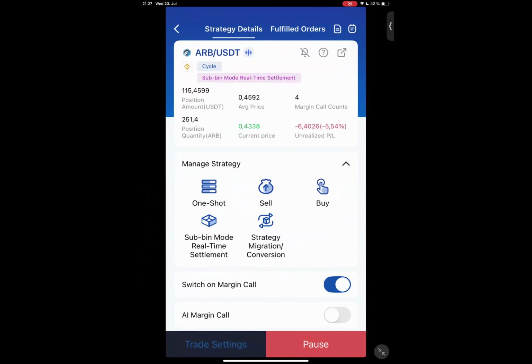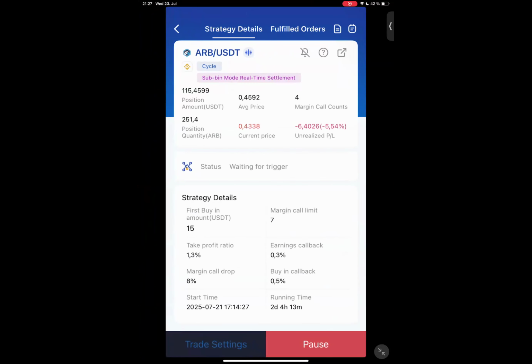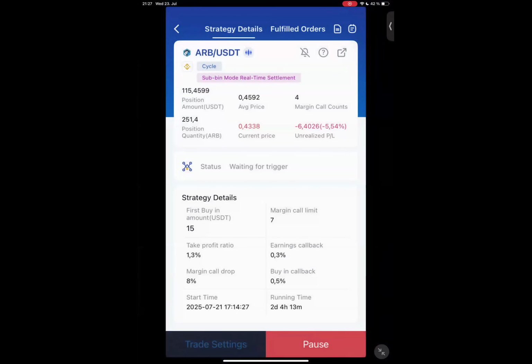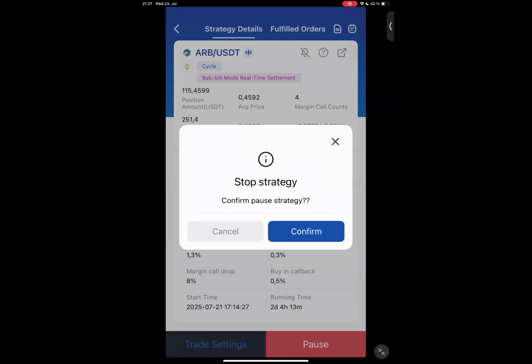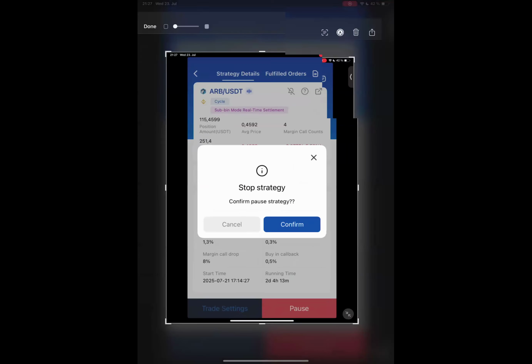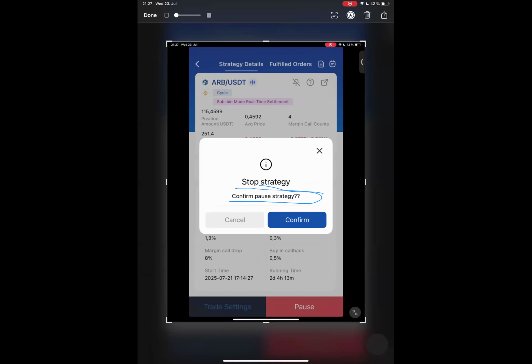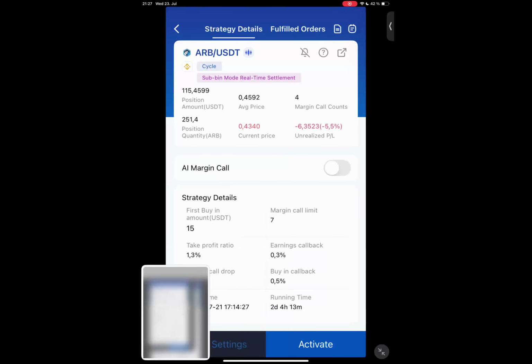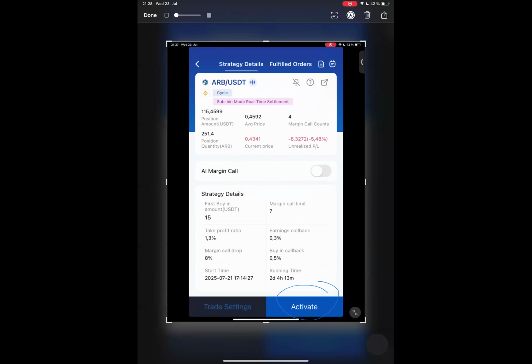I'll tap on position amount. Then I'll just simply tap on pause. Once I tap on pause: stop strategy, confirm pause strategy. It's a question they're asking me. Stop strategy. Do you confirm that you want to pause your strategy? Then I tap on confirm. If I change my mind, I'll tap on cancel. So once I pause, it's no longer active. But it will still be running. It will still be going up and down. It doesn't mean when you pause it, it will not run. It will run, but behind closed doors.